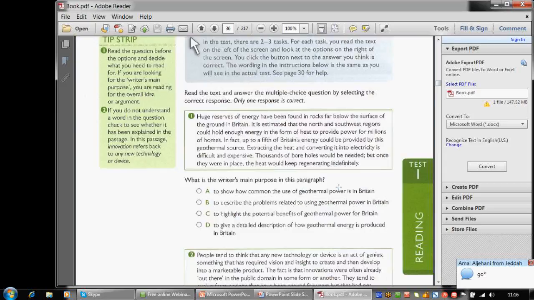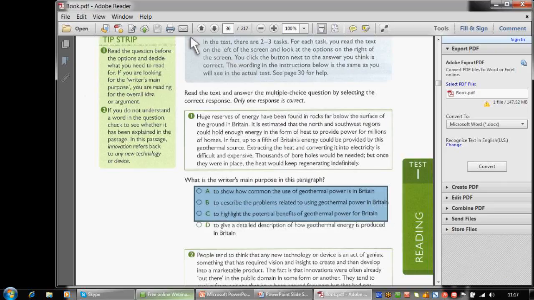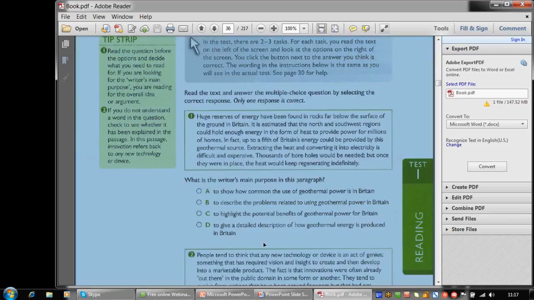Now, for example, for this you don't have negative marking. If you read out the contents, I'm reading from here: Extracting the heat and converting it into electricity is difficult and expensive. Thousands of boreholes would be needed, but once they were in place, the heat would keep regenerating indefinitely. So if you see that, you have got the answer in this. You might think there is a Britain here and go with matching of pattern. You've got three options in front of you, and it is very difficult to make a decision if you read the contents from the top.